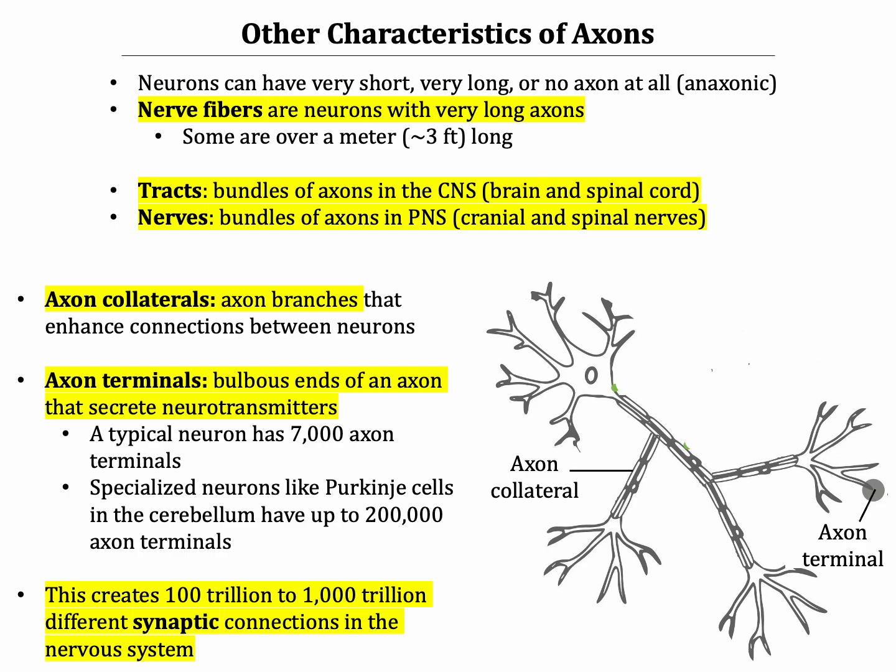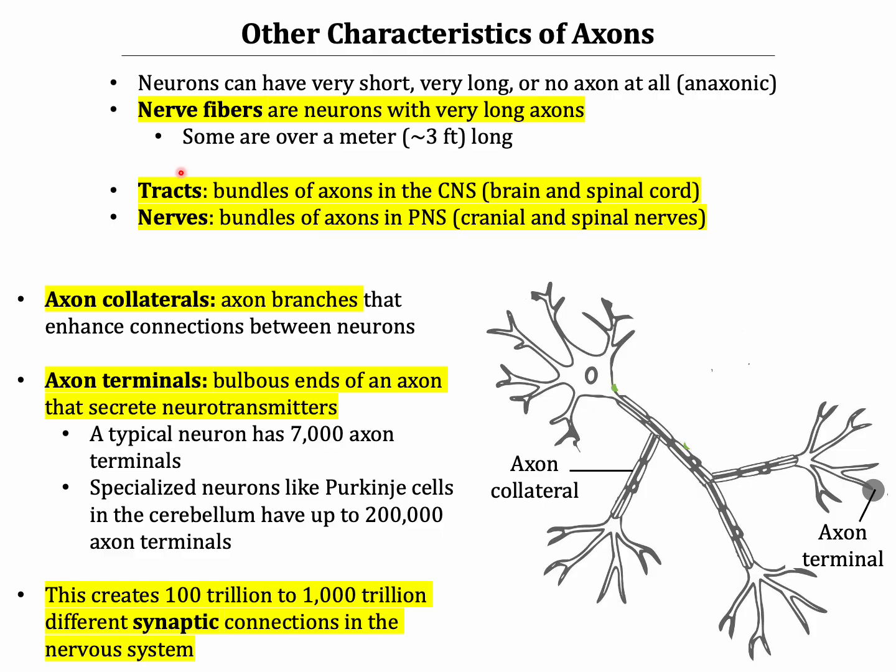Other important characteristics of axons. Terminology here we want to think about is that very long axons are usually called nerve fibers. So the fiber is just implying that it's really long. Some axons are over a meter long, or over 3 feet in length. So these cells are quite unique in how long they can be. So fiber is commonly used to refer to them.